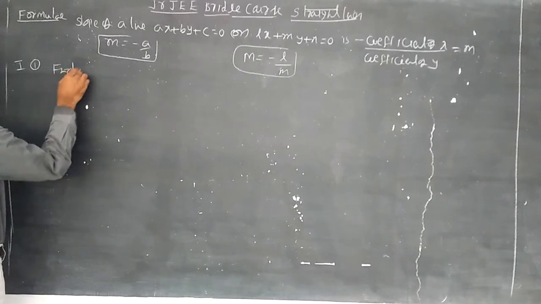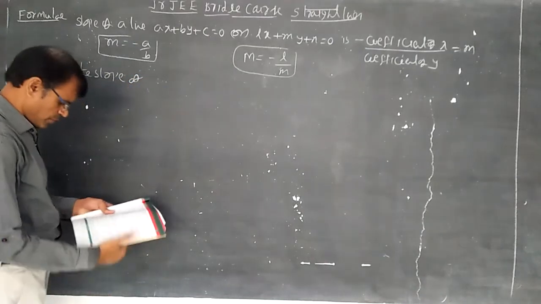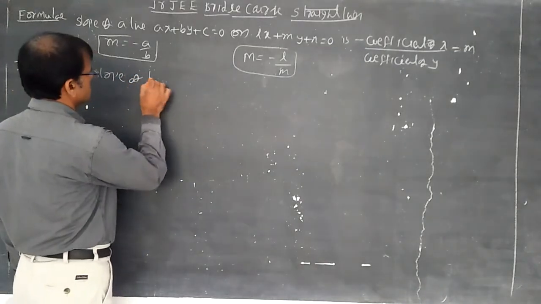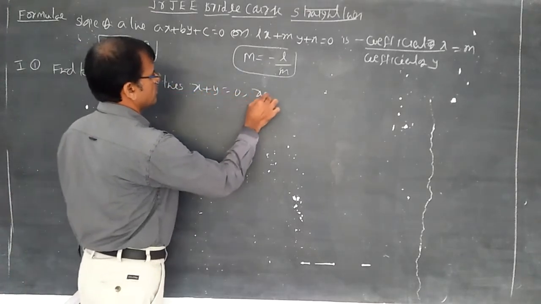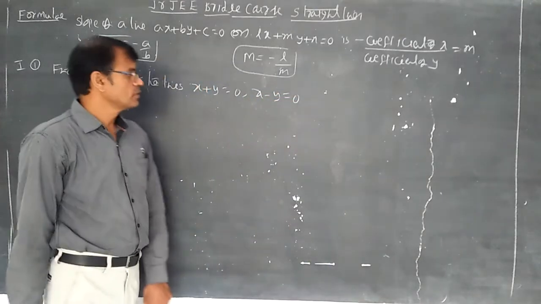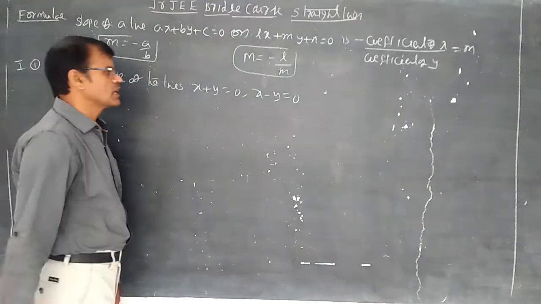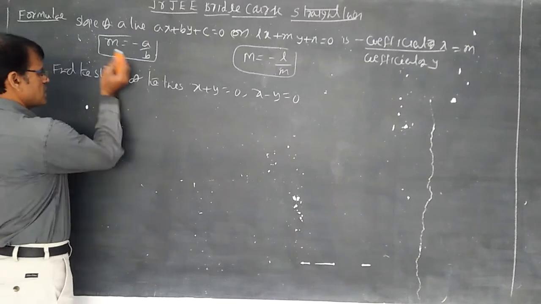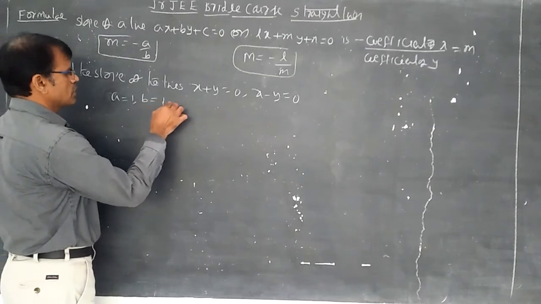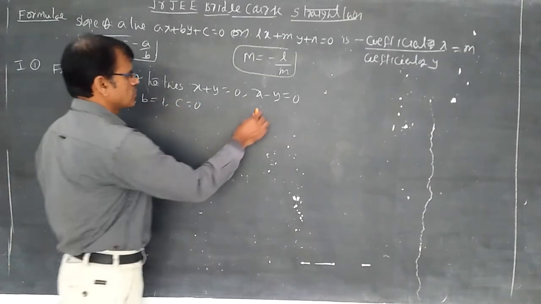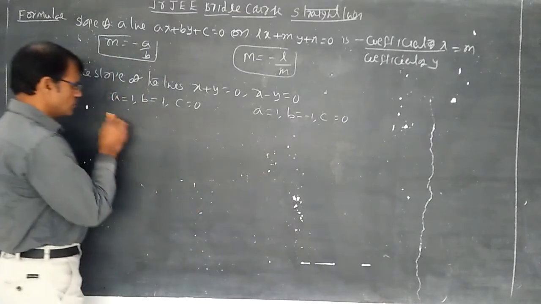Find the slope of the lines x plus y equal to 0, x minus y equal to 0. Of course, there is no need for the constant. There is no question of constant while calculating the slope of the line. You can understand here, this is of the form ax plus by plus c equal to 0, a is equal to 1, b is equal to 1 and c is equal to 0. Here a is equal to 1, b is equal to minus 1 and c is equal to 0.